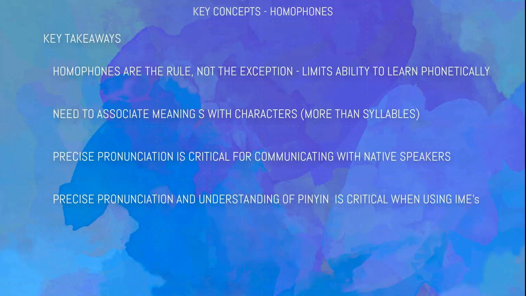So to recap, because of homophones, it's a bit difficult to understand spoken Chinese, and that limits our ability to learn Chinese phonetically. And because of the prevalence of homophones, we need to correlate what we hear to characters, not pinyin syllables. Conversely, pronunciation has to be even more precise than in English if we're going to be understood. And finally, we need precise understanding of pinyin so that we can use input method editors to enter Chinese phonetically into computers and smartphones.